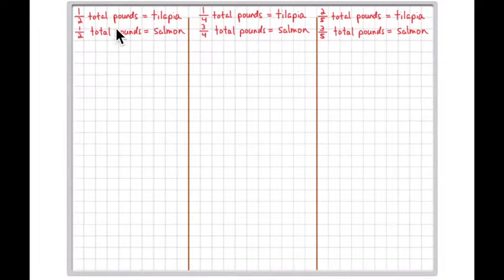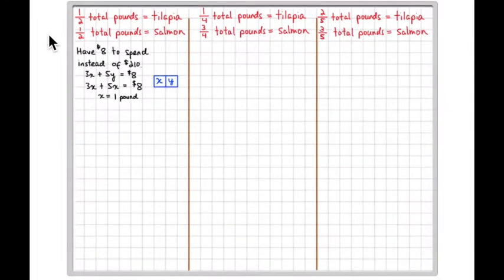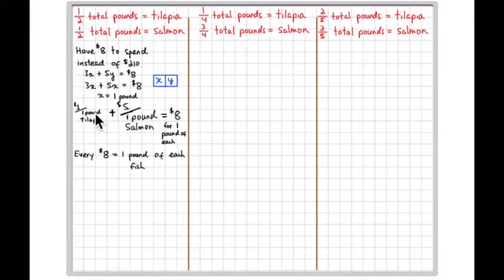And look at this ratio, an equal number of pounds of tilapia to an equal number of pounds of salmon, working down the standard form of the equation. Now we've seen this before, so this is a little bit of review. If I have $8 to spend instead of $210, I walk into the store, I'm going to spend my $8. I'm going to buy 1 pound of tilapia and 1 pound of salmon. So for that 1 pound of tilapia, I have to pay $3. For that 1 pound of salmon, I have to pay $5. That's my $8 for 1 pound of each.